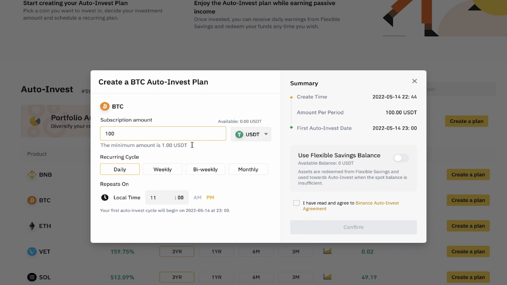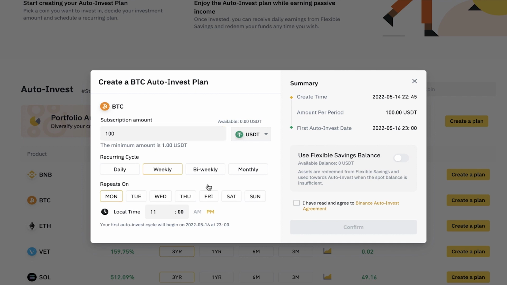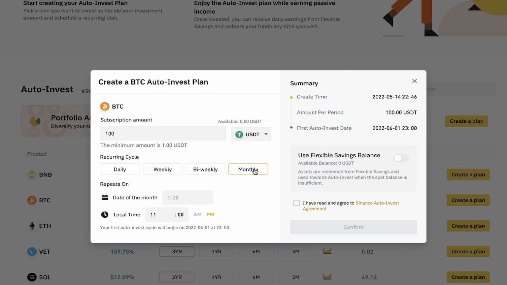We choose our desired purchasing cycle from here. If it's daily, you give it a time here, and every day at this time, Bitcoin worth 100 USDT will be purchased for you. Or you can set it weekly and give it a day, for example Sunday, and time 11 p.m., and every Sunday at 11 p.m. Bitcoin worth $100 will be purchased for you automatically. We can similarly do it for bi-weekly, or we can set it monthly. One purchase every month on the date we set here.